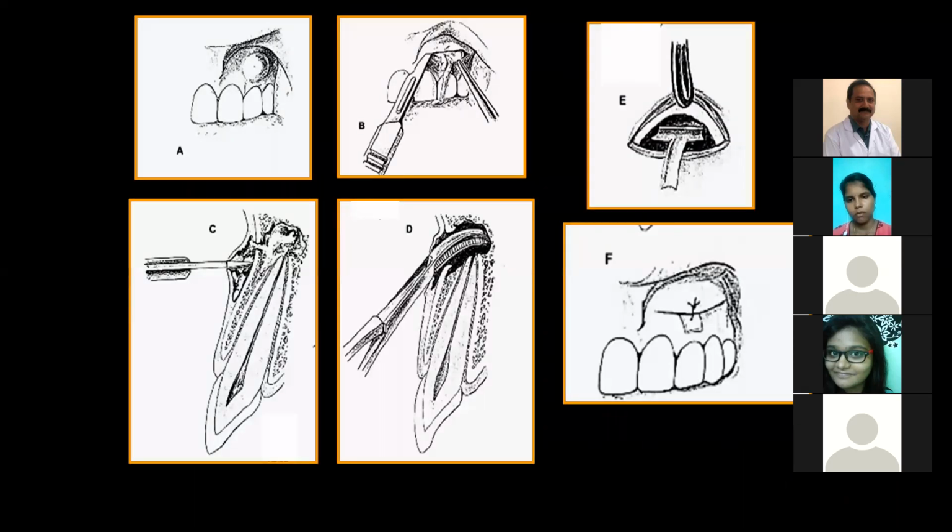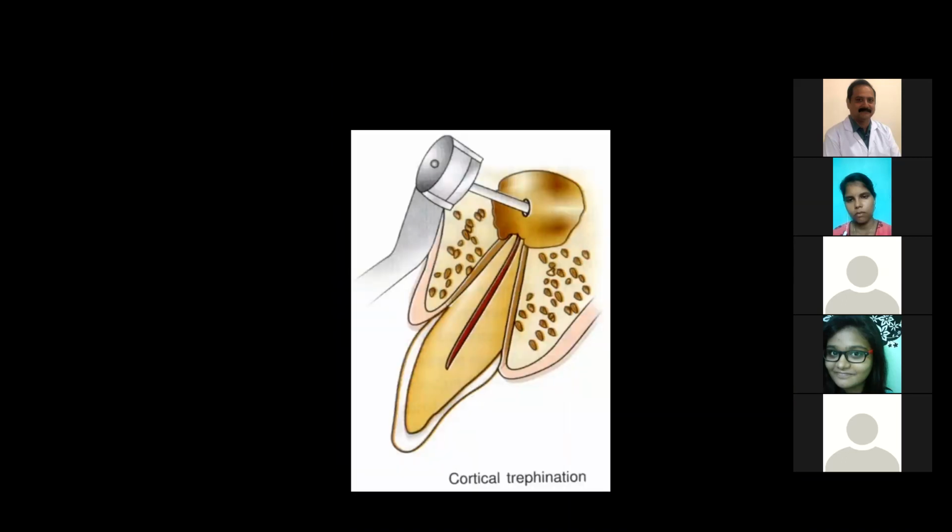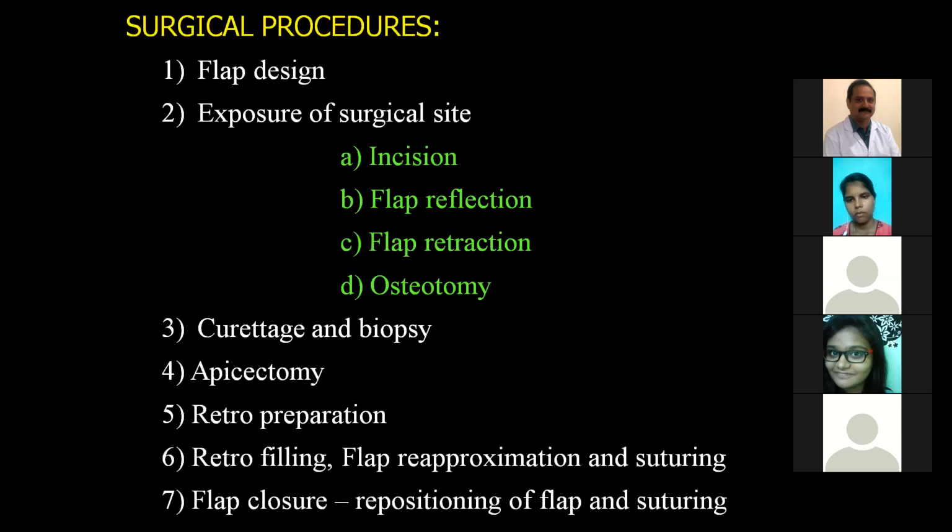Okay, so this is a simple procedure where there is a swelling, we can do an incision and drainage. We can elevate and reduce the pressure in that area. This is cortical trephination, because we cannot put an incision on an abscessed surface or a swelling, so we need to reduce the swelling. Okay, so I will go through the surgical procedure first.